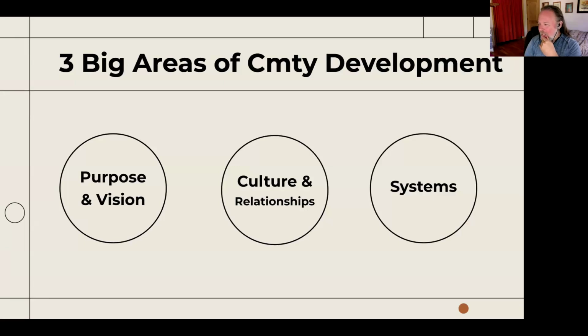So again, I talked before about different areas that you need to think about as you're developing the community and the different phases over the timeline. I think about community, both existing or established communities and starting community, in these three big areas: purpose and vision, culture and relationship, and systems. Starting with purpose and vision, this is both for the community itself, but it also gets into what is the purpose and vision for the community in the world? What is its role in the world?